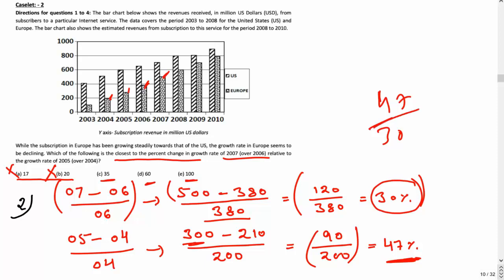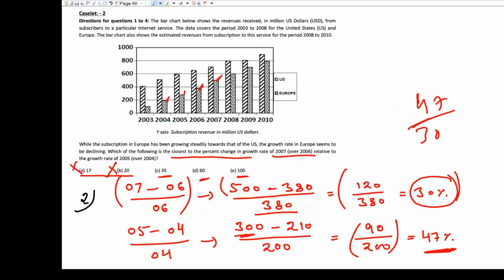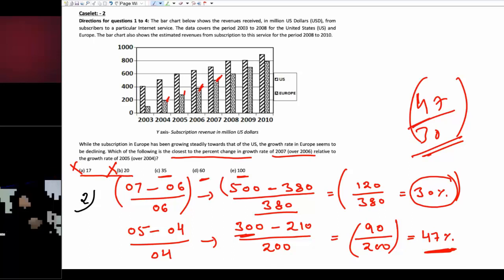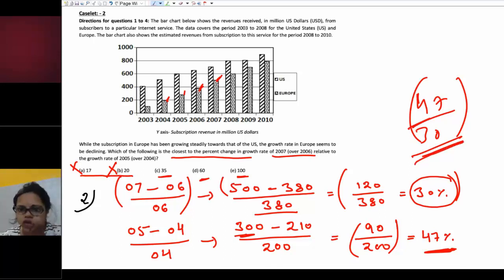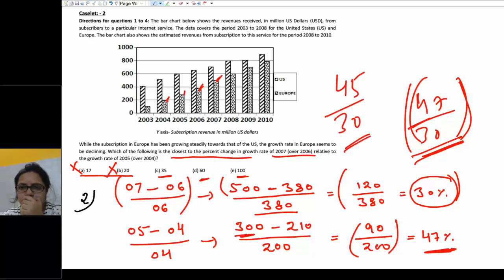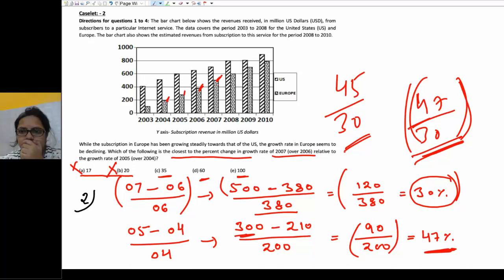You can see this change, it is more. You can see this final value by initial value, and you can very easily say that it should be more than 50%, right? Had it been 45 by 30, I would have said 50%. But since it is 47 by 30, my answer will straight away become 60%. The correct answer for this question is option number D.